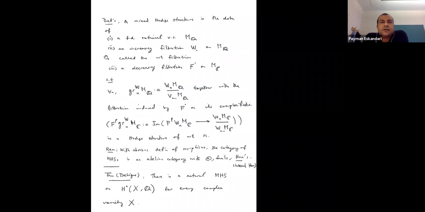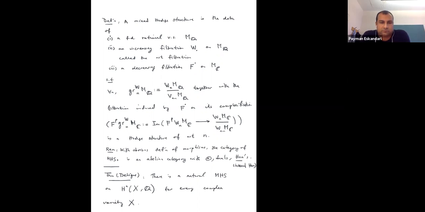Okay, so this is a mixed Hodge structure, and then Deligne's theorem is that for every complex variety, no restriction whatsoever at all, there's a natural mixed Hodge structure on the nth degree cohomology of that variety with coefficients in Q. So the underlying rational vector space is this, and then on the complexification, you have the Hodge filtration, and so on. Any question about the definition?